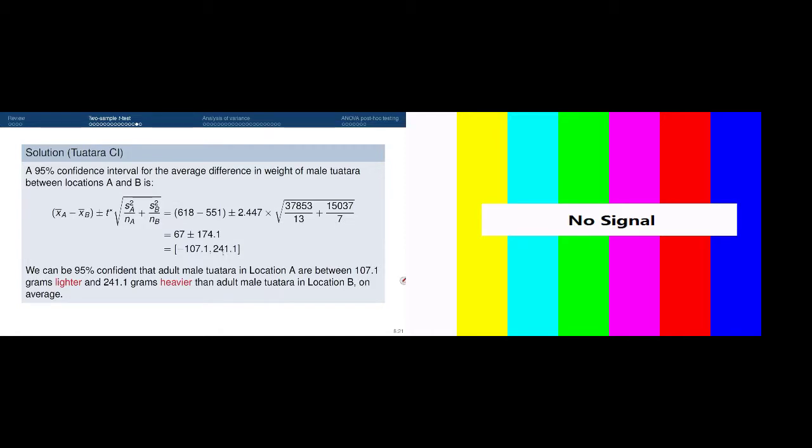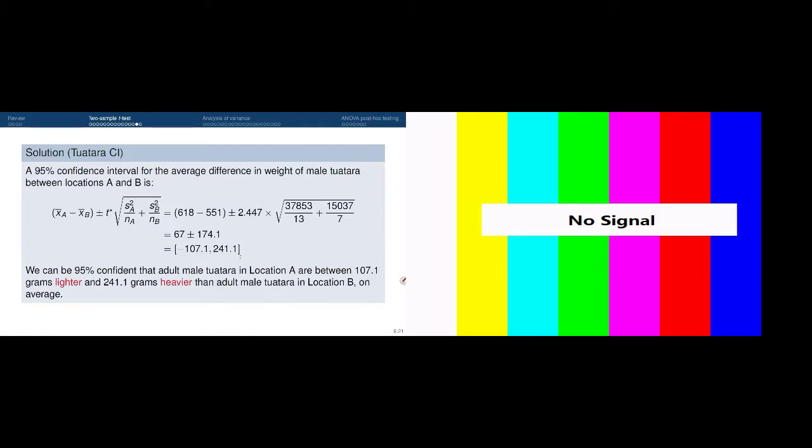So what does that mean? That means that we can be 95% confident that the difference in population means between the two locations lies somewhere between these two values. So if there's a difference between the two locations, that's equivalent to checking whether zero is inside this interval or not. That's the reason why I like to write the null as mu A minus mu B equals zero, because that's a bit of a reminder: zero is the number that I need to check whether it's inside a confidence interval or not.